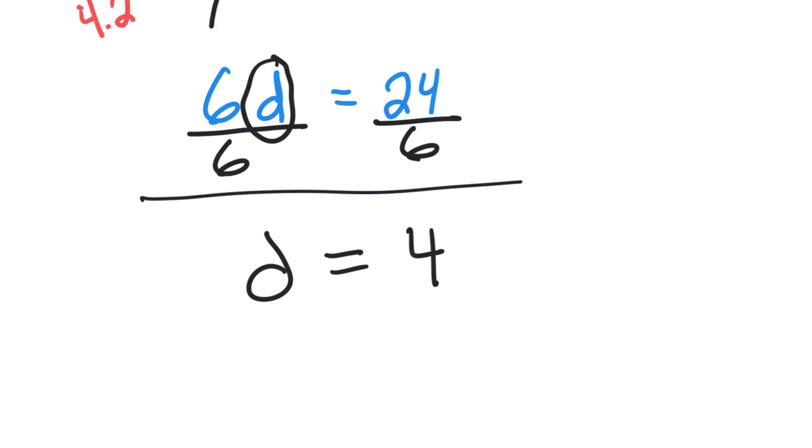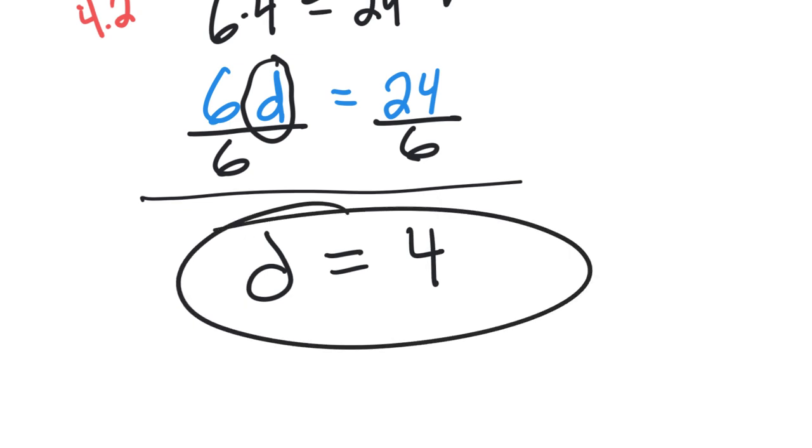Now, of course, I want to check this. 6, I changed my D to 4. 6 times 4, that does equal 24. That checks out. This is my answer.